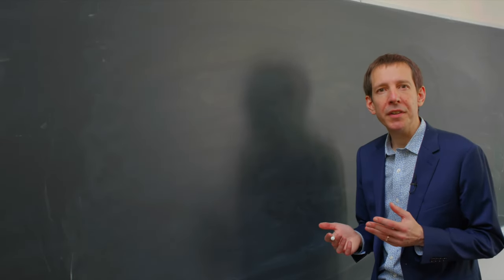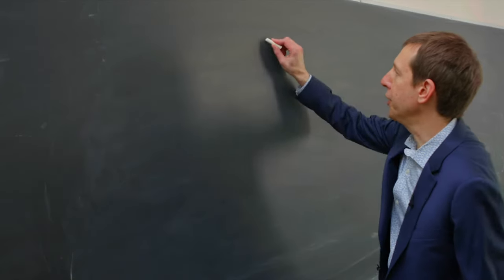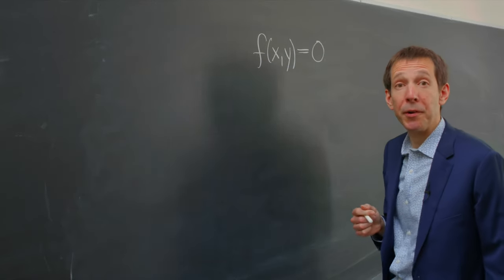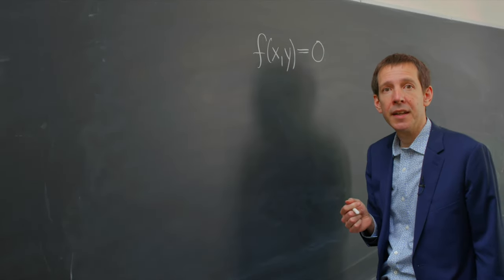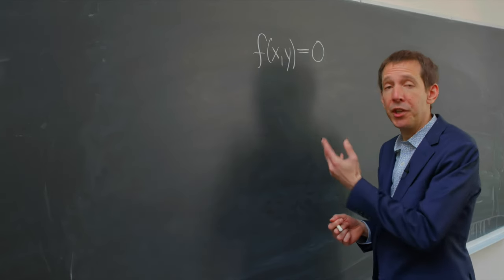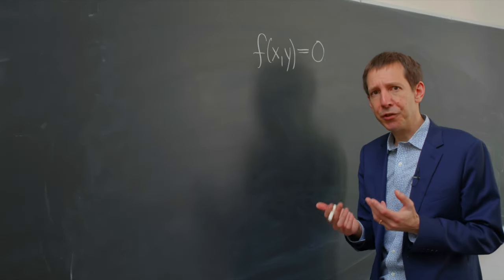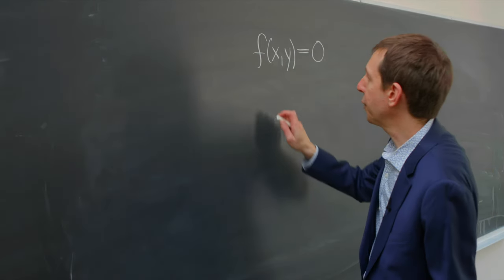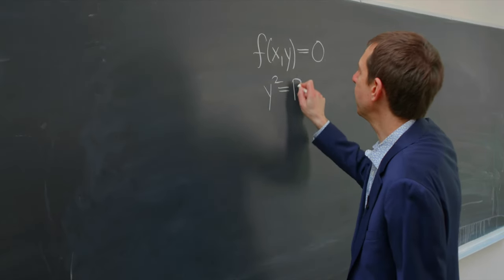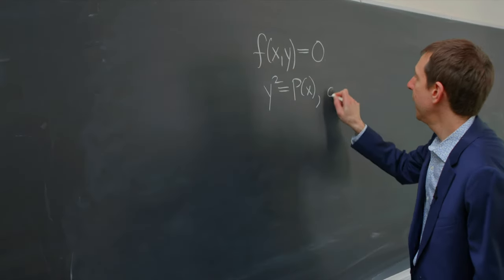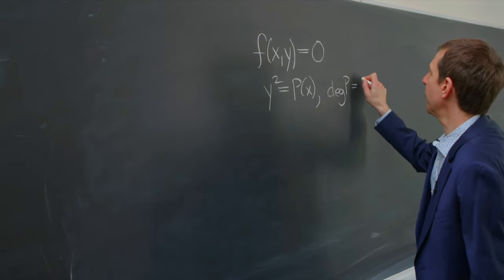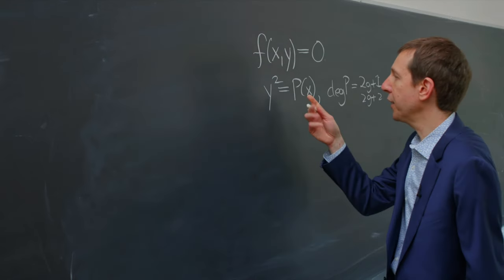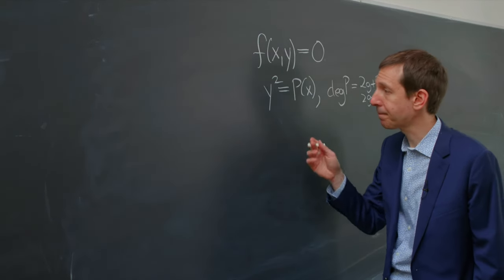What if we go up one dimension? That is, consider polynomial equations f(x,y) equals 0 in two variables with integer coefficients. Now, if you take the complex solutions to such an equation, you get a topological surface which has genus g for some non-negative integer g. For example, if you take the equation y squared equals P(x), and the degree of P(x) is equal to 2g plus 1, or 2g plus 2, then the genus of X is equal to g.